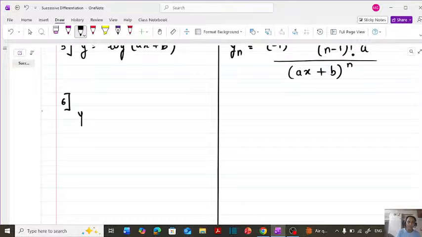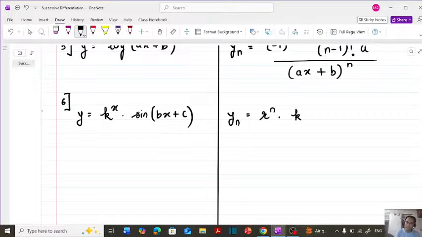So when you have y equals k to the power x into sine (bx plus c) as your function, the formula is a bit lengthy, but that's going to be the most important formula to remember. So it's going to be yn equals r to the power n, k to the power x, into sine (bx plus c plus n theta).